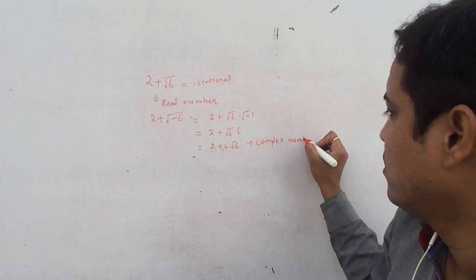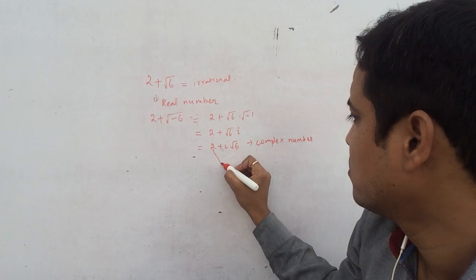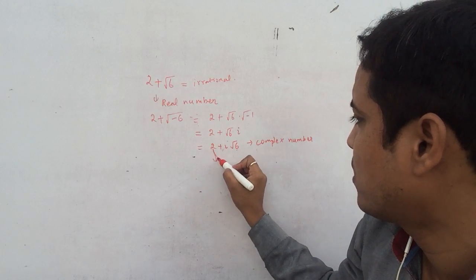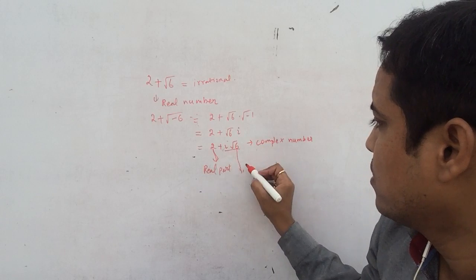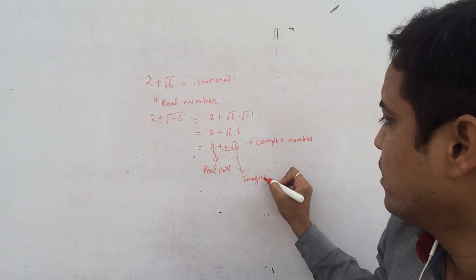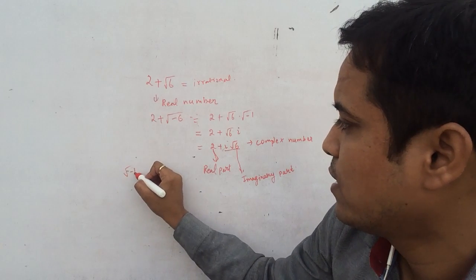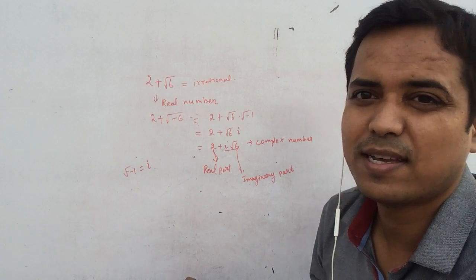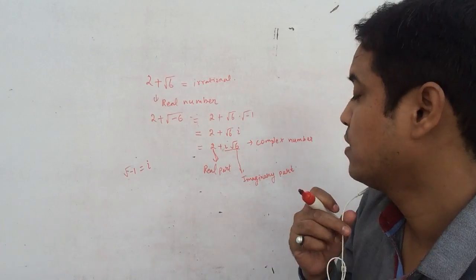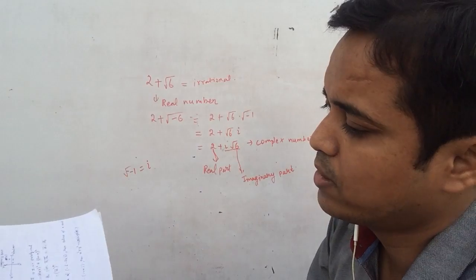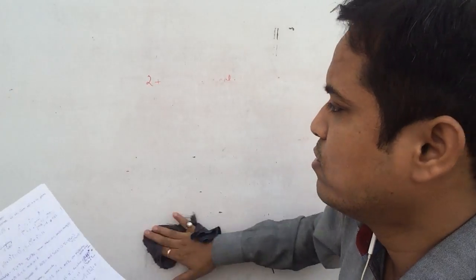Here you see 2 and 6. 2 is called the real part, and this term is called the imaginary part. So what is root minus 1? It is an imaginary number, and this is represented as iota. I hope you have understood this. Now we are moving to another topic. So what is a complex number? You have understood. Now we are moving to the presentation.